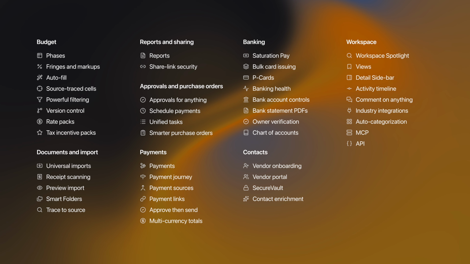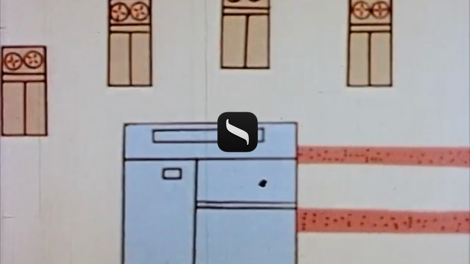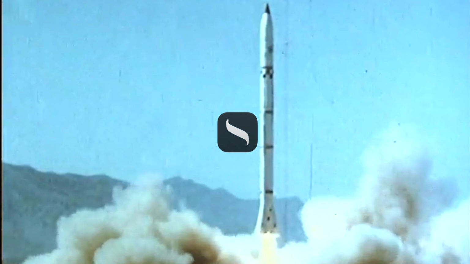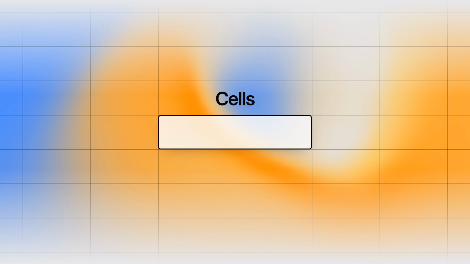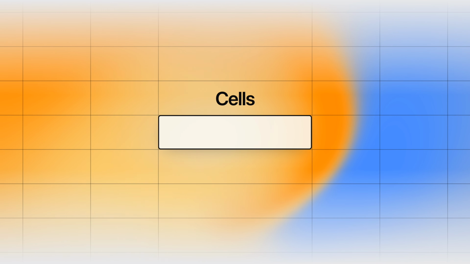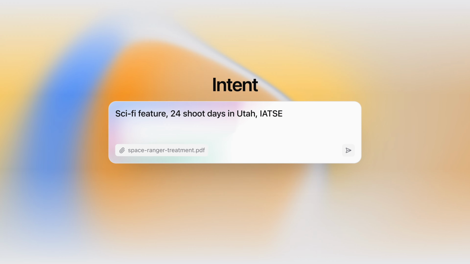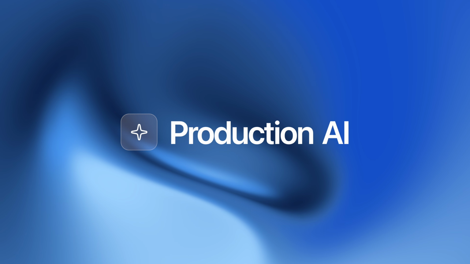And rebuilding the foundation made one more thing possible. One system operates faster and more efficiently. Until now, financial software could only help after you turn the production into rows and cells. We want Saturation to understand the production before the budget even exists. We call it Production AI.